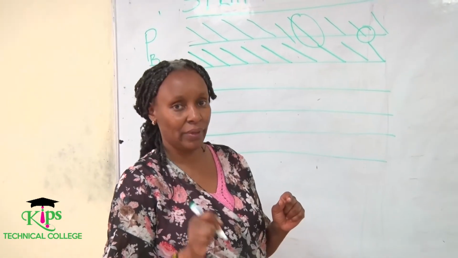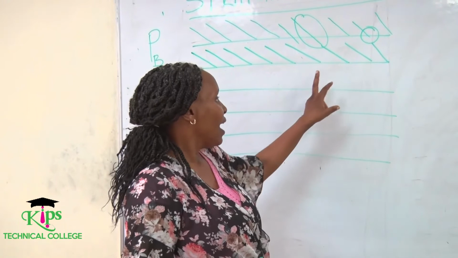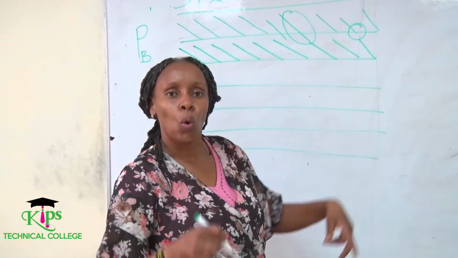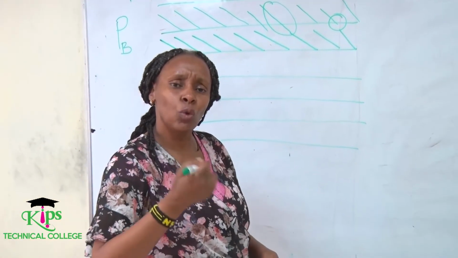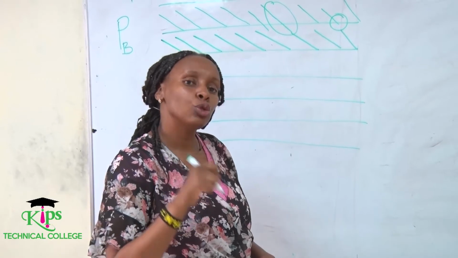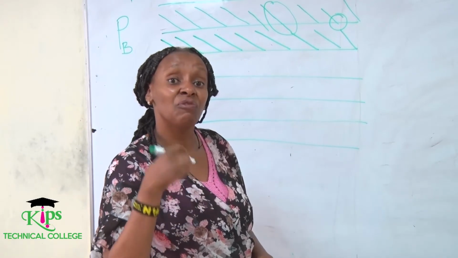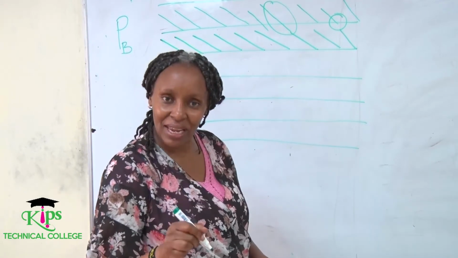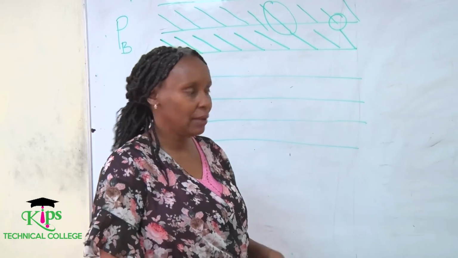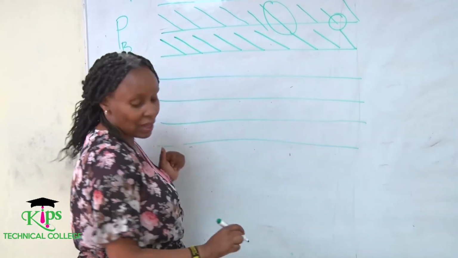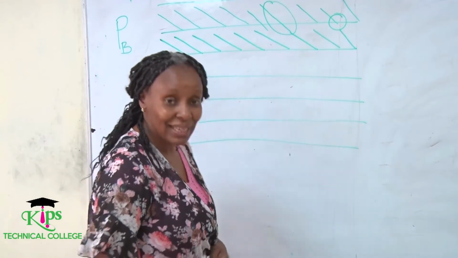Okay? So we were saying, as you continue drilling this so many times, it becomes very easy for you to write very fast. Okay? So that is PB. Then we said the other consonant is T.